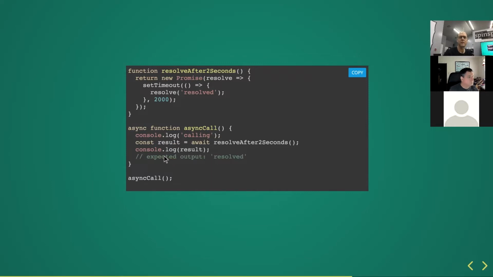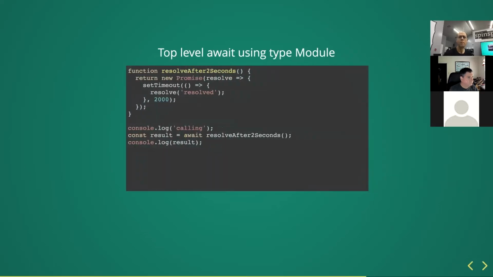So if we go and call this function, we will see console.log do calling, then we'll get resolved, and it'll output resolved as the last part of that. And this is an example of what this looks like inside of a module.